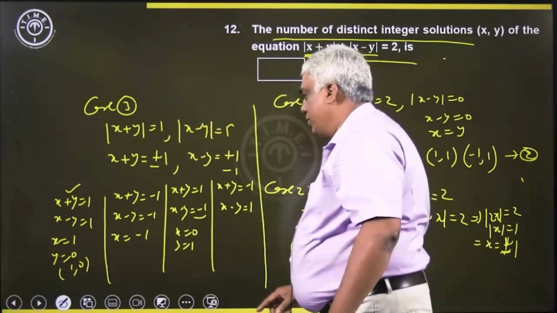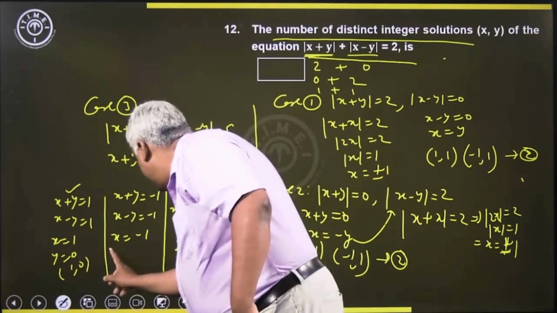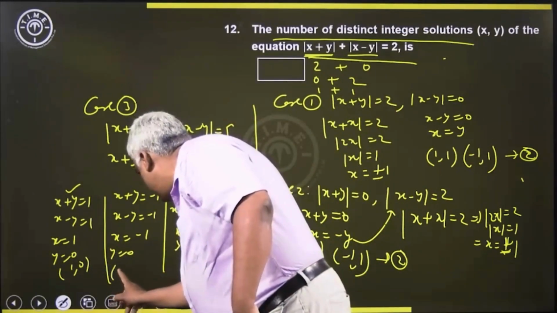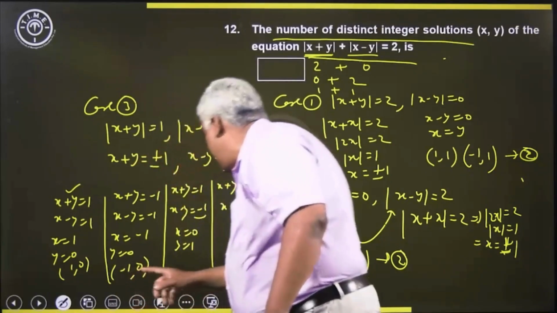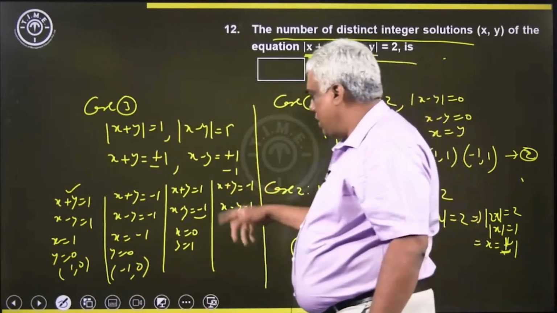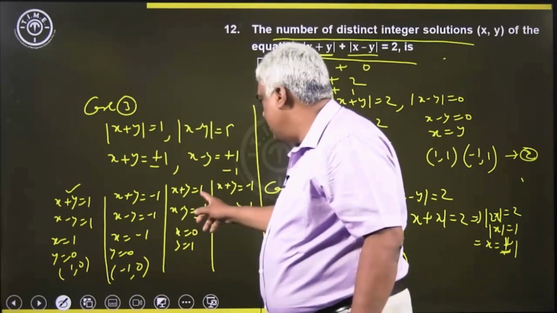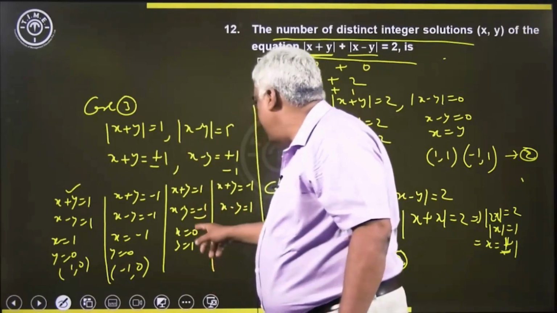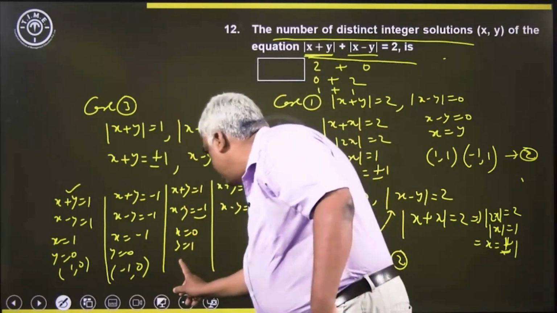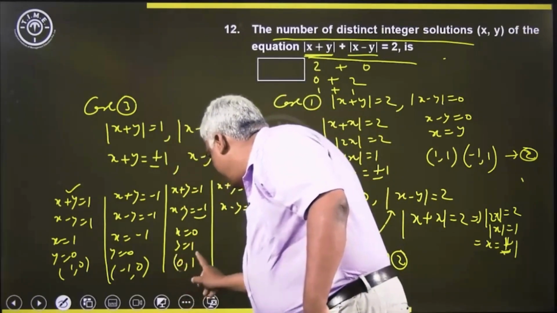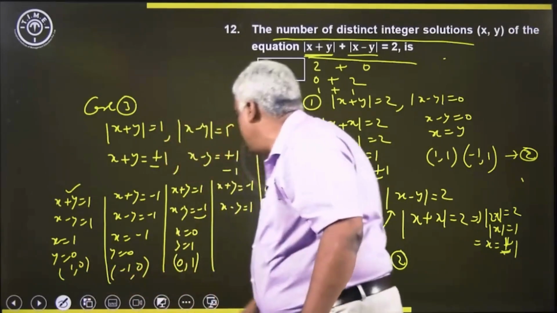So y will be 0, right? So this is (-1, 0). Okay. And this will be, again, you add it, right? So y will cancel. So x is 0 and y is 1. So it will be (0, 1). It will just be the reverse of this, and it will be (0, -1).